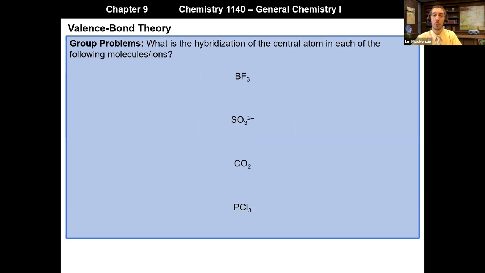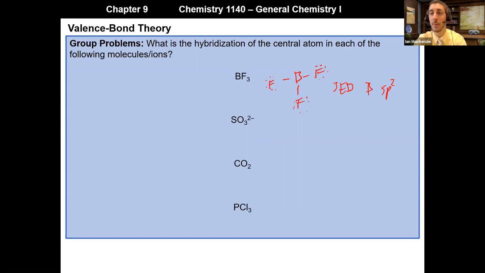So if we take BF3, for example, we can draw out that structure, and we can simply draw out the Lewis structure for this, adding the lone pairs in. Remember that boron is happy with only 6 electrons, so it's happy just the way it is. And we can note that there are 3 electron domains around boron. And so in this case, boron must be sp2 hybridized.